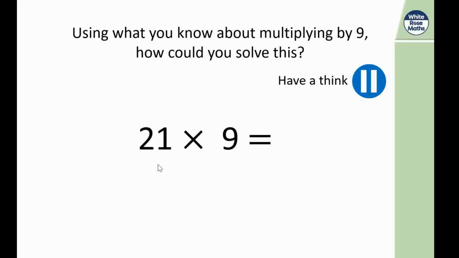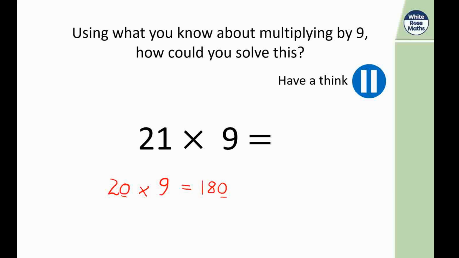Ooh, 21 times 9. So it's quite a big number. What I suggest is you break the number down. What would be an easier number to times 9 by? 20, good. The reason for this is 2 times 9 is quite easy. So it's 180, because 2 times 9 is 18, and then we've just got to remember our 0, and we get 180.